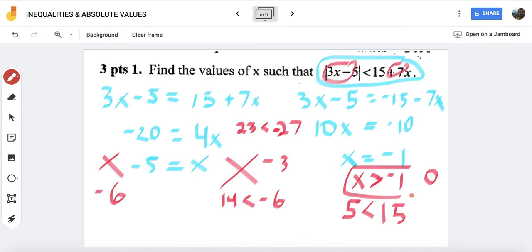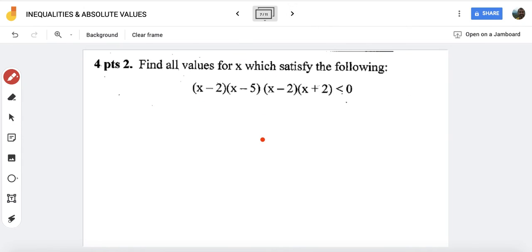That one was a lot more work to get 3 points than the previous one. So different years, they have different levels of difficulty, even on the 3-pointers. For the 4-pointers and 5-pointers, probably need to have some Algebra 2 background. Like for this problem here, find all the values which satisfy the following. They already factored it. Sometimes they don't do that.